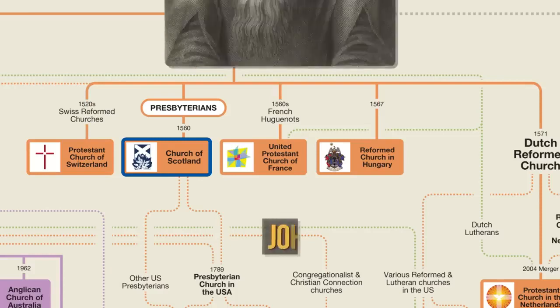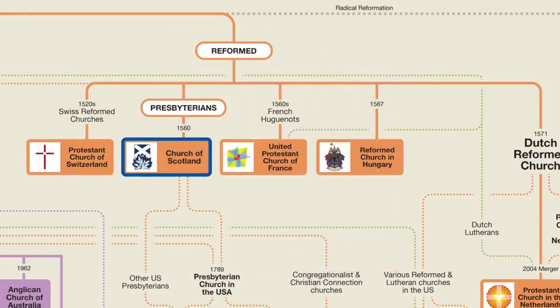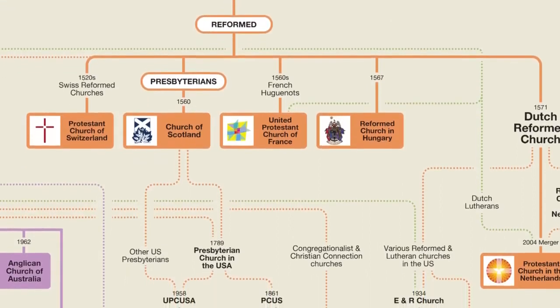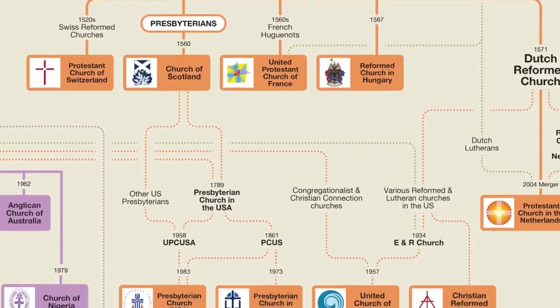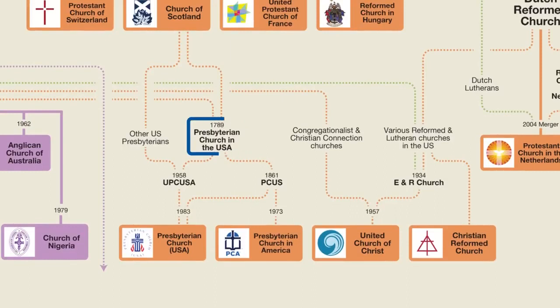There, a theologian named John Knox led Scotland to embrace Calvinism, as well as a type of church government in which groups of presbyters or elders make decisions. Thus, this branch of Reformed Christianity became known as Presbyterianism. It spread to Ireland and then also to the American colonies, where eventually the Presbyterian Church of the USA was formed. Because of the nature of Presbyterian church governance, there were a lot of splits and mergers within American Presbyterianism.